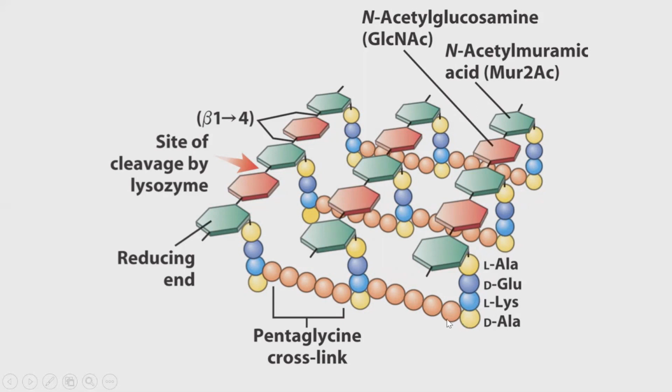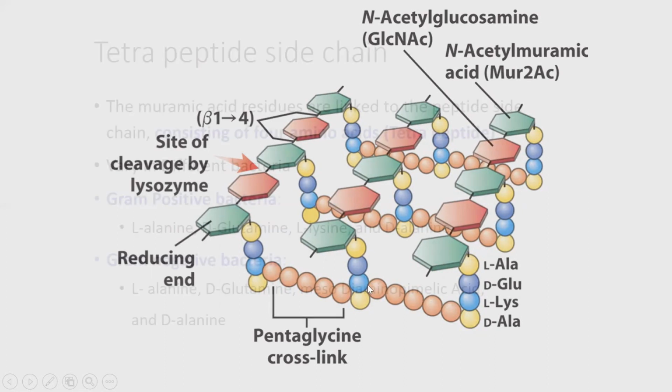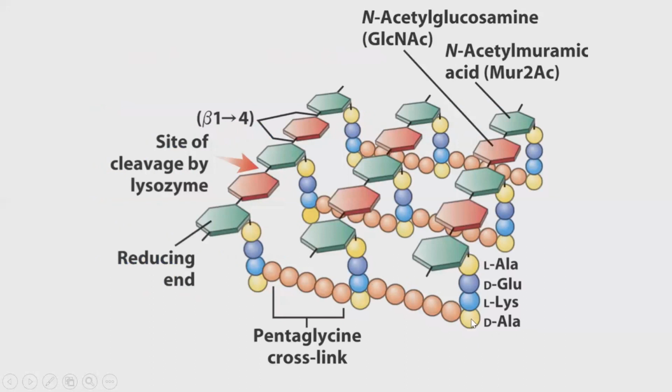And you can see these peptide cross bridges right here, or peptide cross links. This is connecting from this fourth position to the third position. So the D-alanine of one tetrapeptide side chain is connected to the L-lysine of another tetrapeptide side chain. And in the case of gram-negative bacteria, this portion, the L-lysine, is basically meso-diaminopimelic acid. So in gram-negative bacteria, it's going to be D-alanine to meso-diaminopimelic acid.